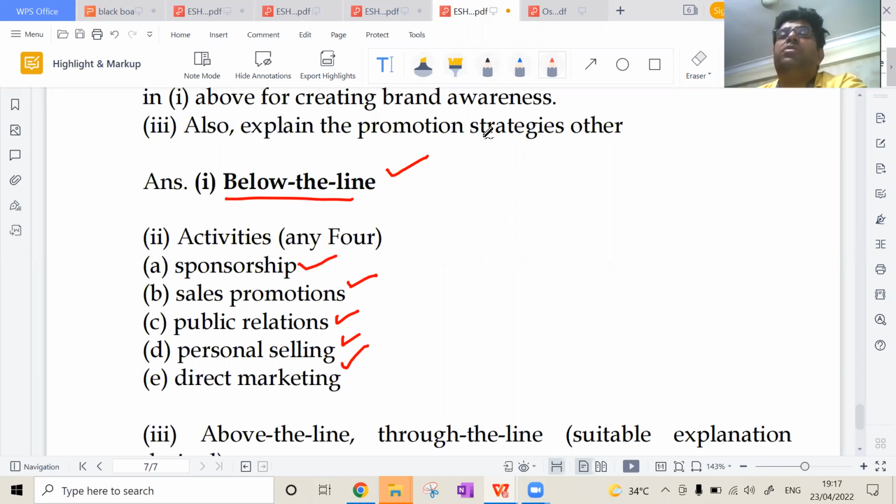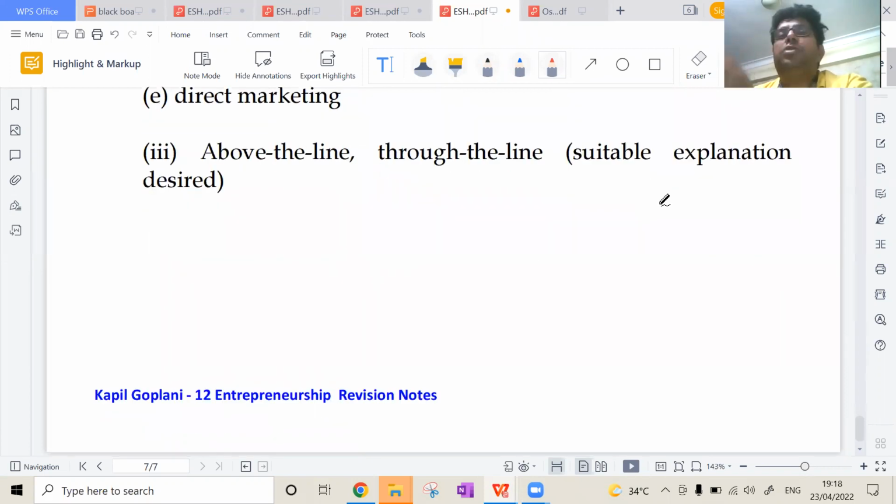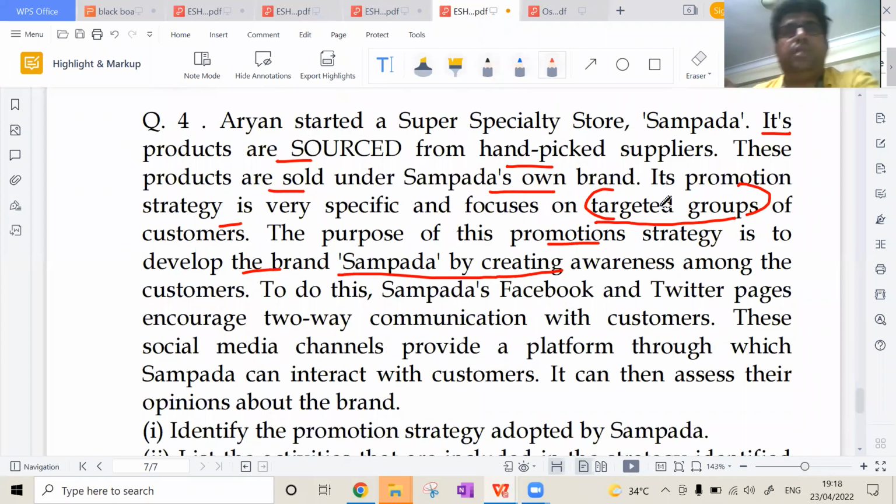And they have to explain the promotion strategy. See, here they have not explained, so kindly explain. Whenever your identification is done, please explain what kind of strategy is being identified, because a mark can be deducted if you are not explaining the strategy. Next, above the line, through the line, you can give a suitable example. So with this, we are completing the promotions we have done.